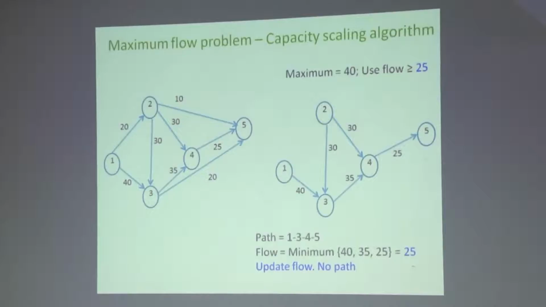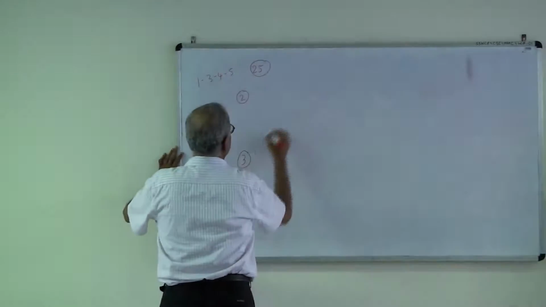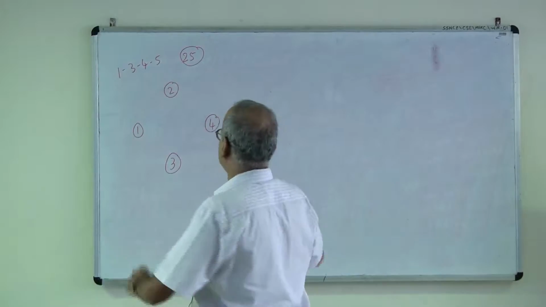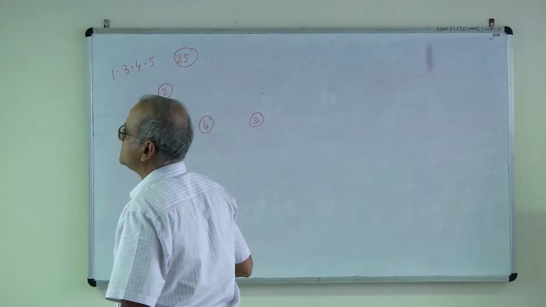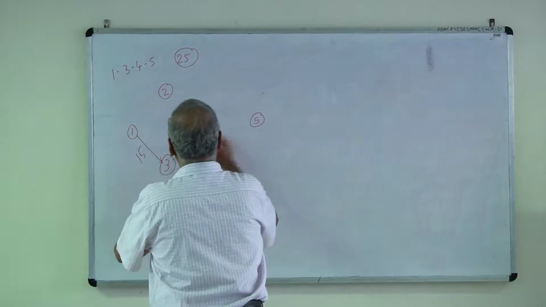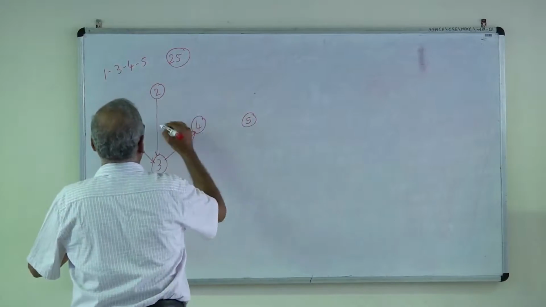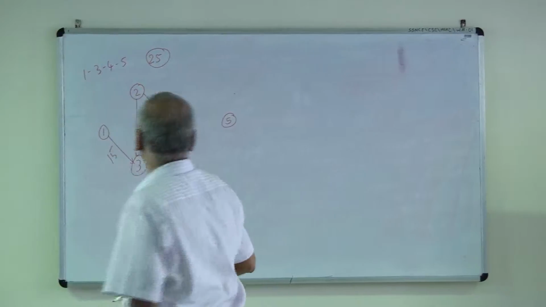First you do 25. So your path is 1, 3, 4, 5 with 25. That's the path you have taken. So 1, 3, 4, 5 is the thing. So there is a 15 which is here. This is your residue. So this is knocked off. This residue is 10. I have a 30 here. I have a 30 here. That's all I have.